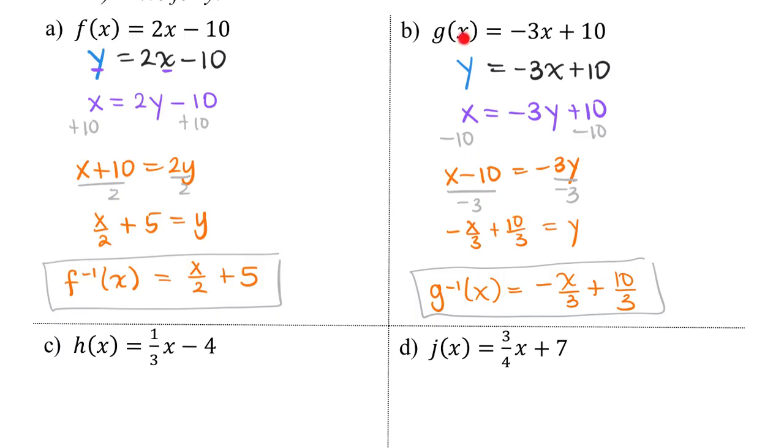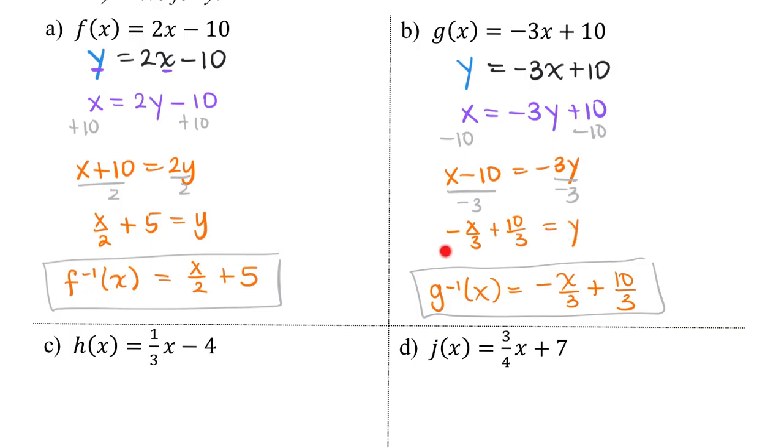So the first thing, I changed g of x to y equals. I interchanged the x and y, so where the y is I put an x, where the x is I put a y. Okay, and then I wanted to solve for my new y, so I minus the 10 over. I divided by negative 3, and I decided to make it negative x divided by 3 and then positive 10 over 3, although there are different ways to write that.